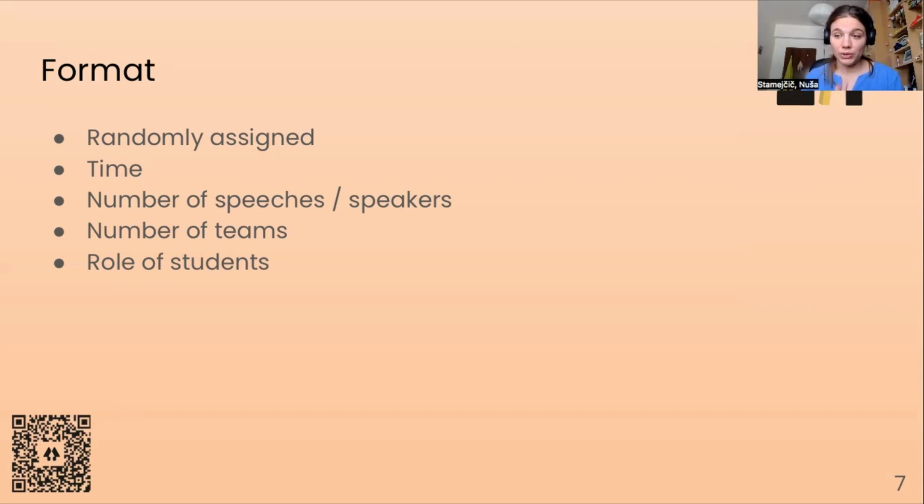Time. What do I mean by time? Timing of speeches. So how long should speeches be? In competitive debate, they are usually from 4 to 8 minutes, sometimes 9. This is too long for classroom debate. So in a classroom debate, you usually shorten the amount of time it takes to deliver a speech.